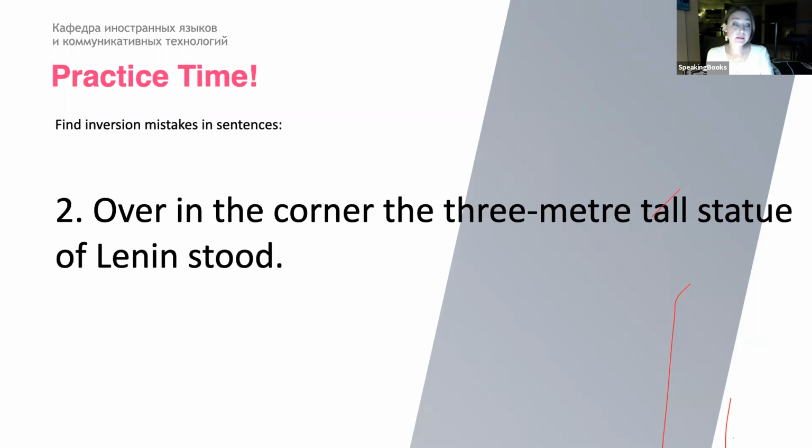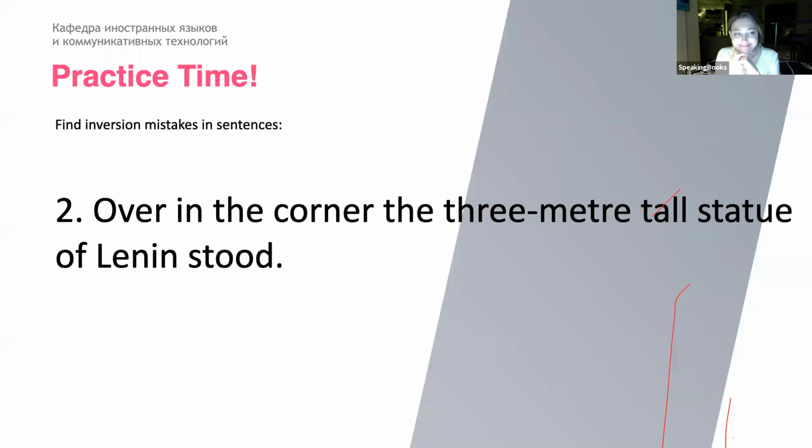The correct sentence here would be, over in the corner stood the 3-meter tall statue of Lenin. Why? You can ask me. Because this is the second type of inversion, when we put the main verb in front of the subject without changing it.